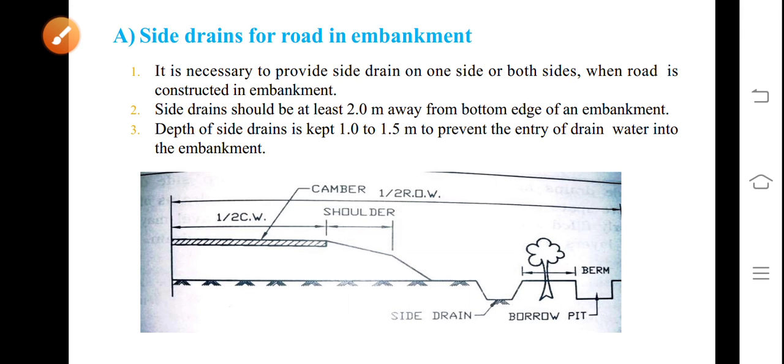Next, side drains for road in embankment. We will see in the next class. Thank you.